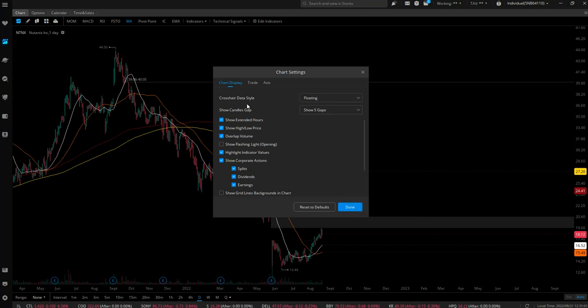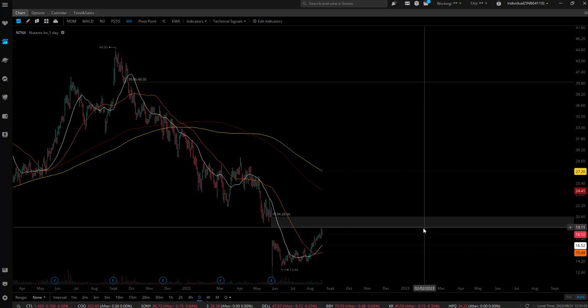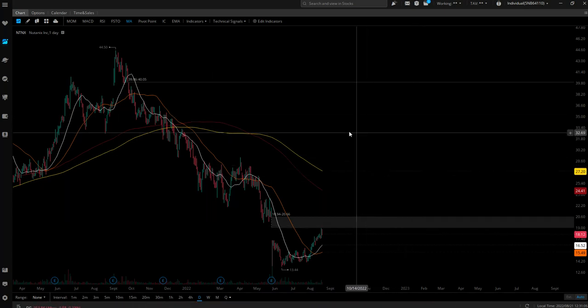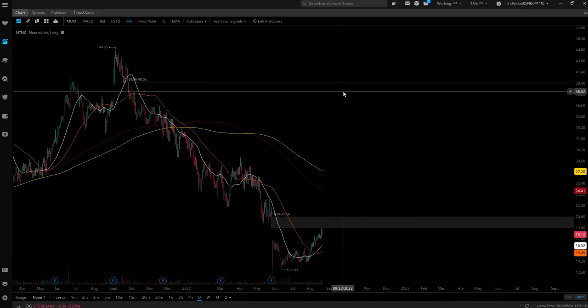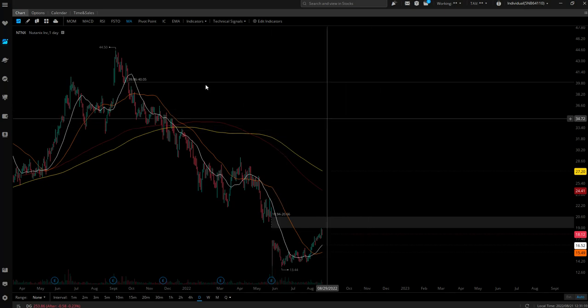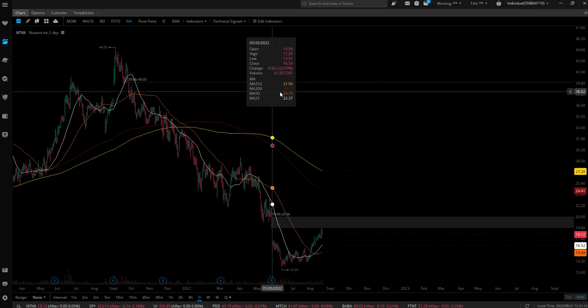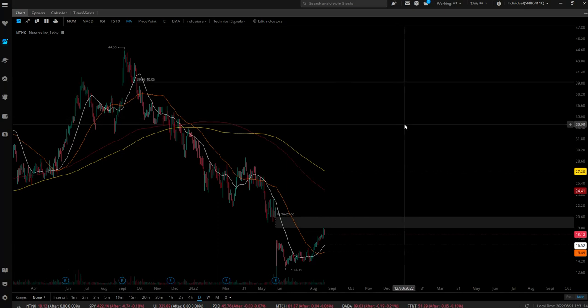So keep that in mind. So now you're all set up. You got your gaps, you got your MAs, and you got your candles set up. We're all good to go. So how do you use these moving averages to trade? Well, you don't actually use it to trade. You just use it to help gauge where the sentiment is, where the current trend is.